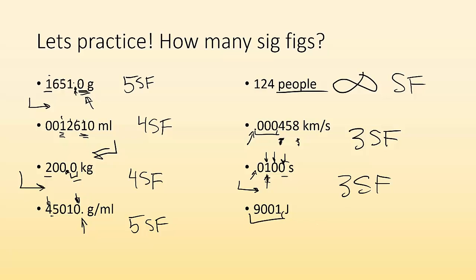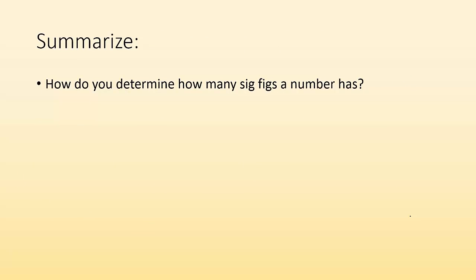All right, and this 9,001, no decimal point, so I can start from the Atlantic side at the first non-zero and go all the way to the last non-zero. So there are 4 sig figs in that number. All right, so don't let significant figures trip you up. All right, try to summarize. How do you determine how many sig figs a number has? And that's pretty much it. You need to know sig figs.